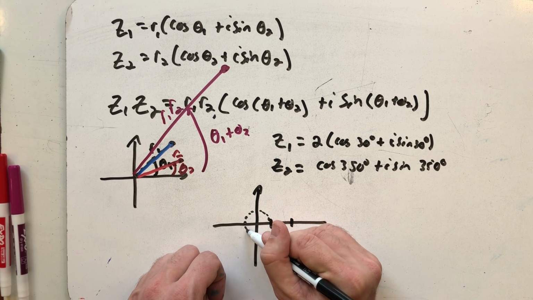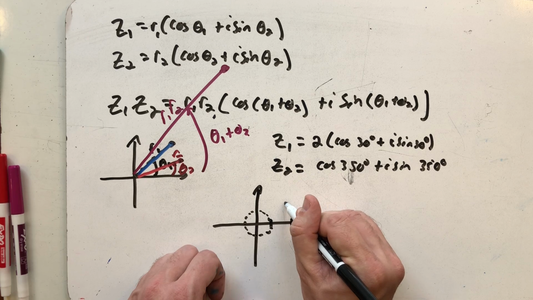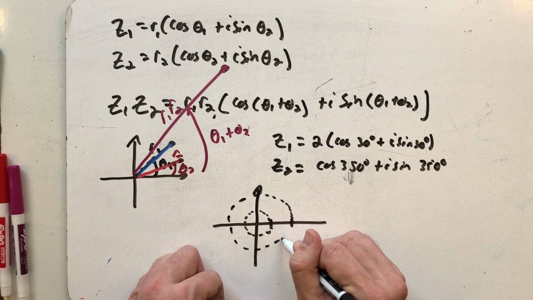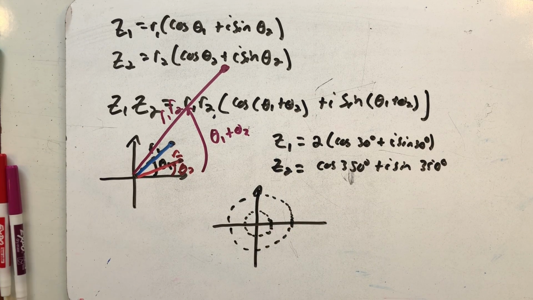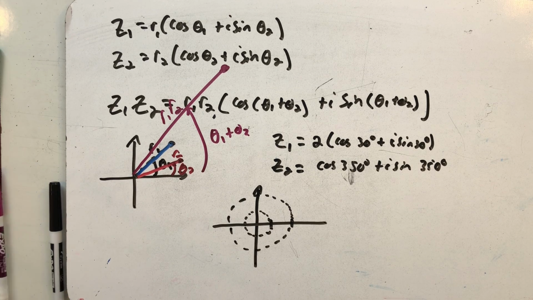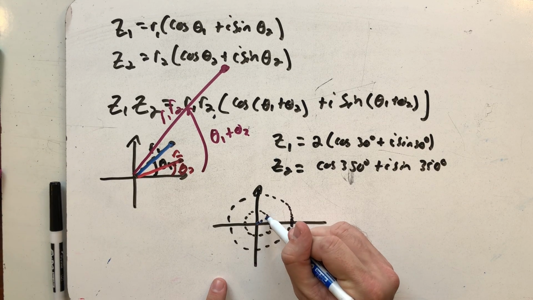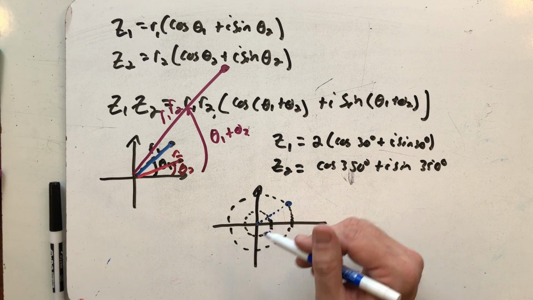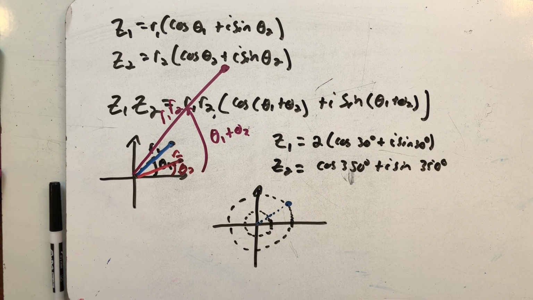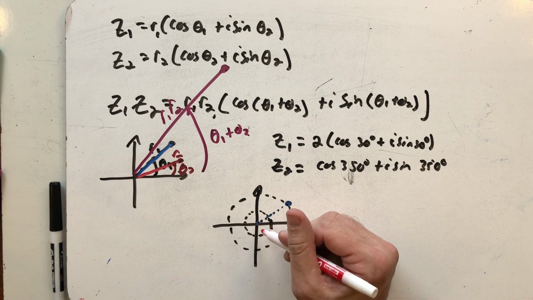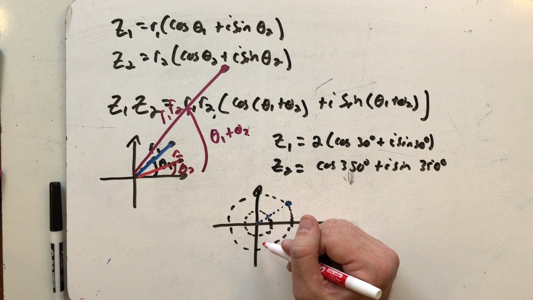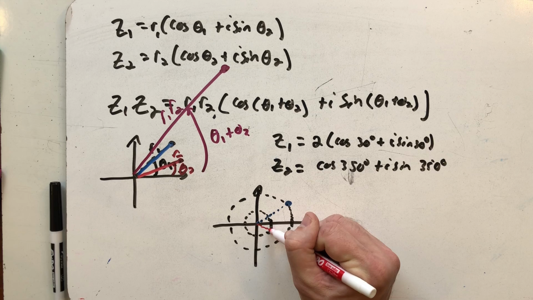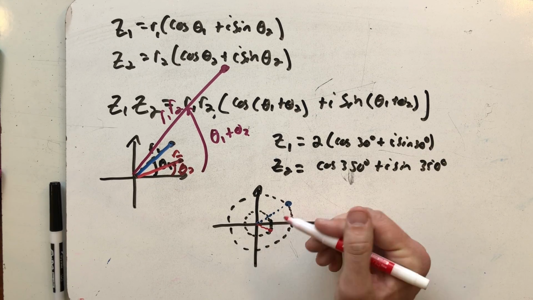All right, well, I can imagine this situation pretty easily, I think. I have a circle of radius 1 here, and I have a circle of radius 2. My first complex number, 2 times cosine 30 plus i sine 30, is this angle. And then z2 down here, just a radius of 1, but at 350 degrees, so real close, just 10 degrees away from a full revolution.